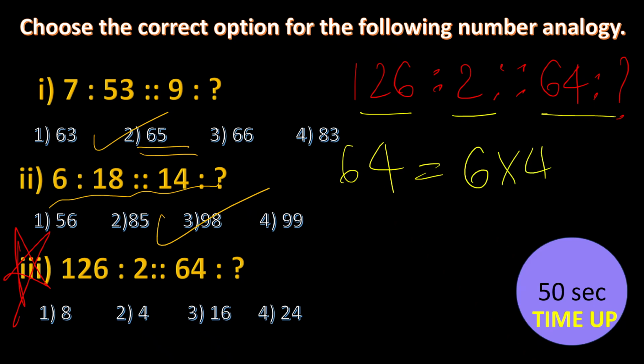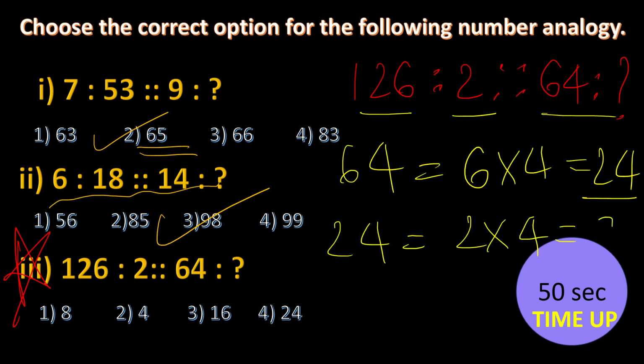64, 6 into 4 is what? 24. Then 24 again they have multiplied. 2 into 4, which will give you 8. Correct option is 8. Understanding, students? Please note down this last one, very important.